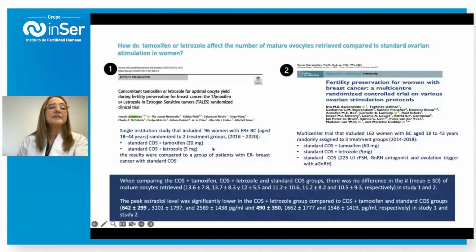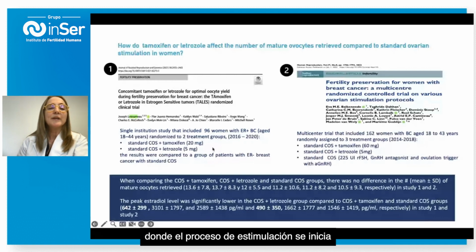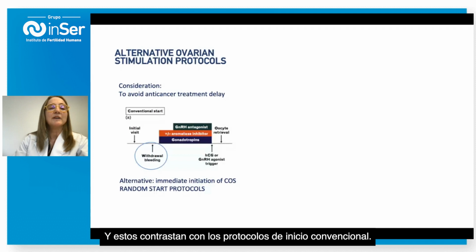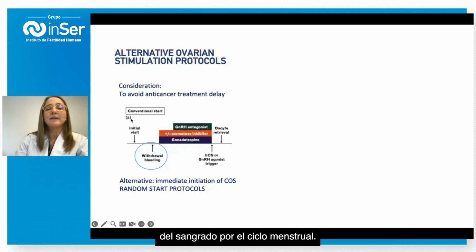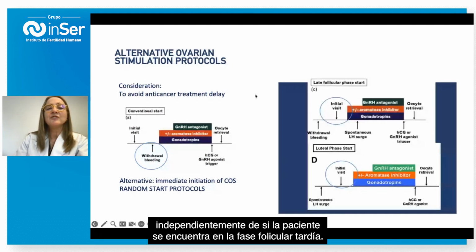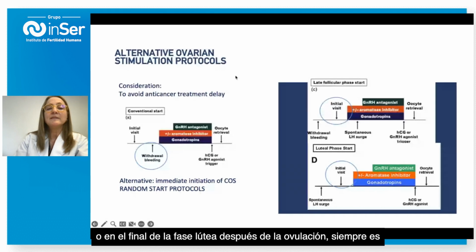The second ovarian stimulation alternative protocol is what we call random start protocols, where the stimulation process is initiated immediately after the patient's consultation. And this contrasts with the conventional start, where the gonadotropins are only started on the second or third day after withdrawal bleeding or the menstrual cycle. In random start cycles, then, gonadotropins are started after the initial visit, regardless of whether the patient is in the late follicular phase, or in the luteal phase after ovulation. It's always 2 or 3 days after the patient's initial visit.